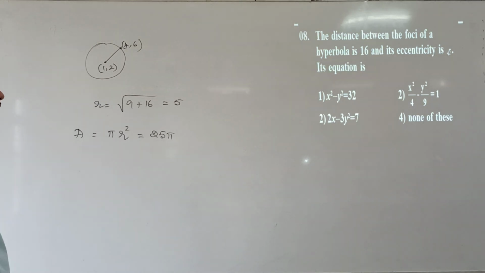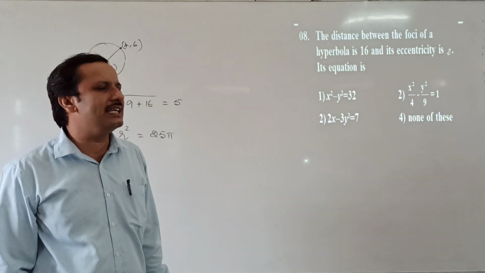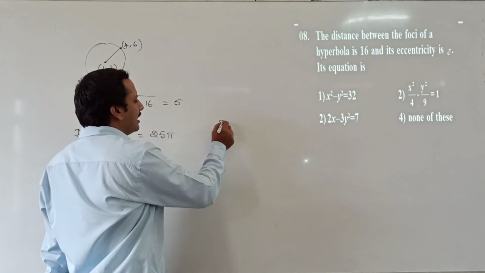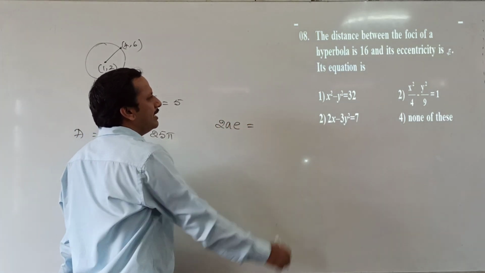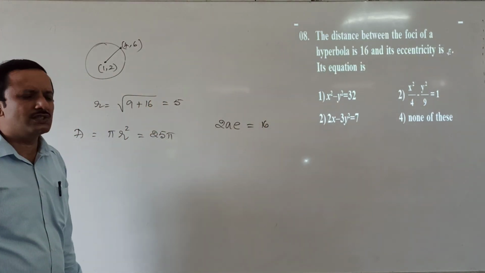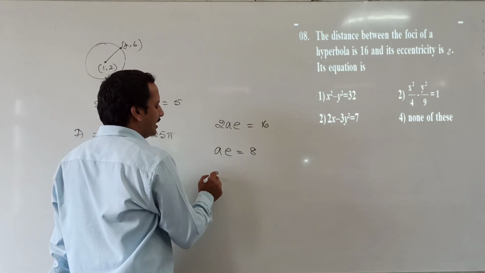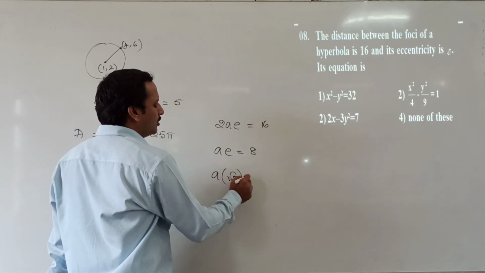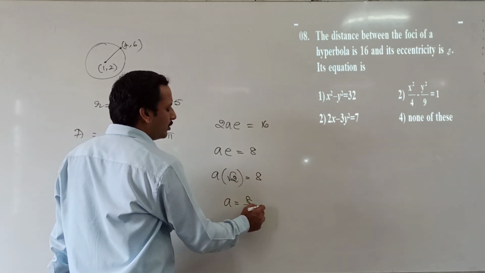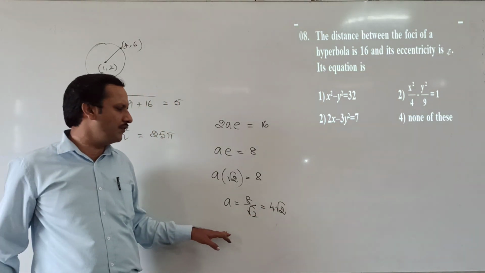Question number 8. The distance between the foci of a hyperbola is 16 and its eccentricity is root 2. Its equation is, distance between the foci is given by 2AE, that is equal to 16, and eccentricity is root 2. So from this you get AE is equal to 8. A into root 2 is equal to 8. A is equal to 8 by root 2, or you can also write it as 4 root 2. A is equal to 4 root 2.